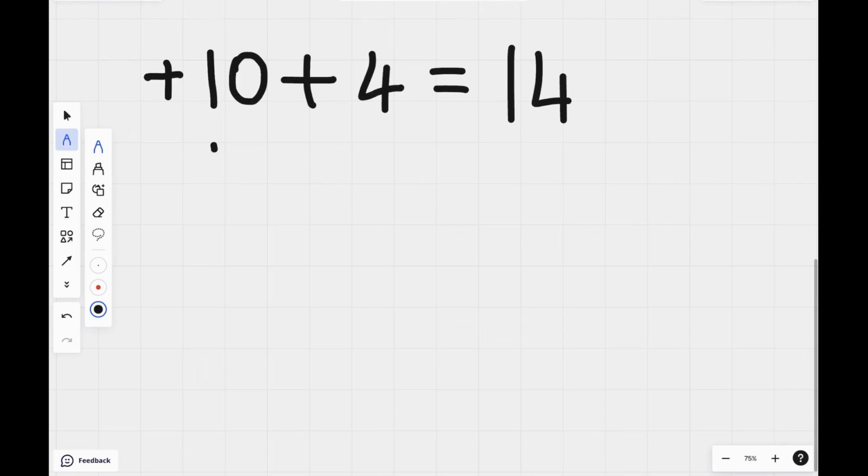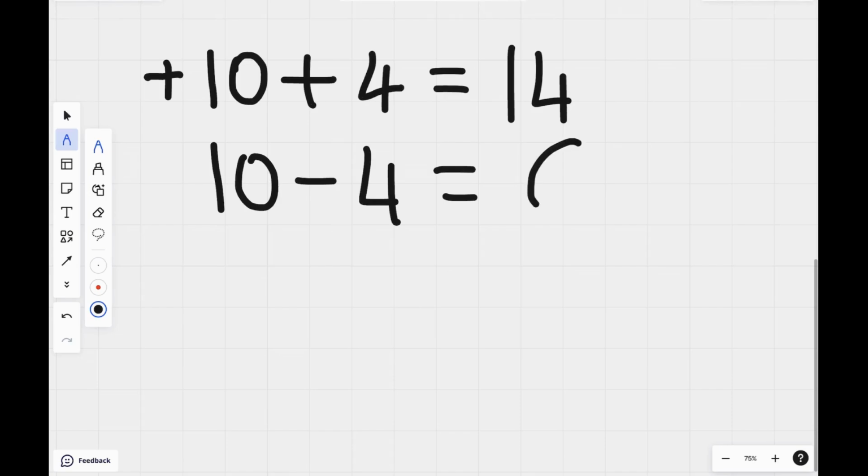So if it is 10 minus 4, what do I get? 6, right? So again, this is plus 10 minus 4. Since I have two numbers of different signs, I don't add, I subtract. And then the answer will have the sign of the largest number.